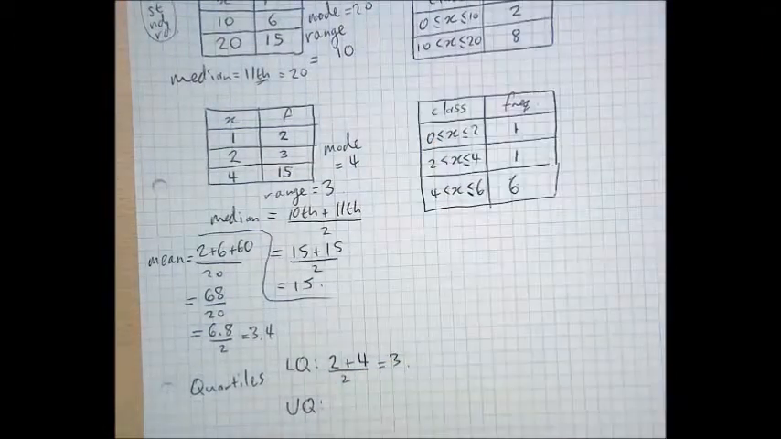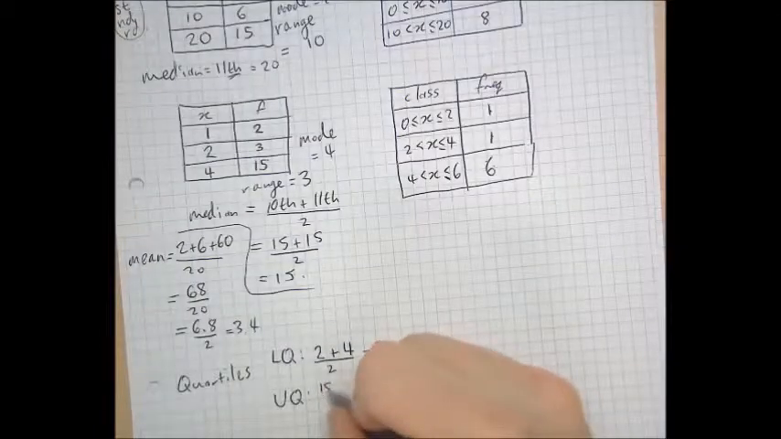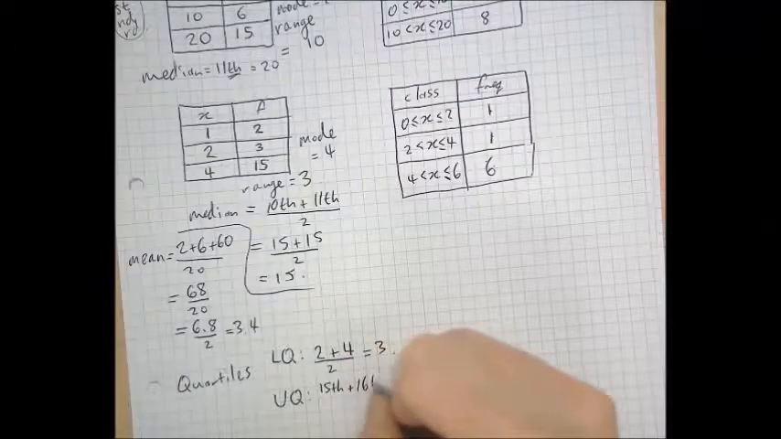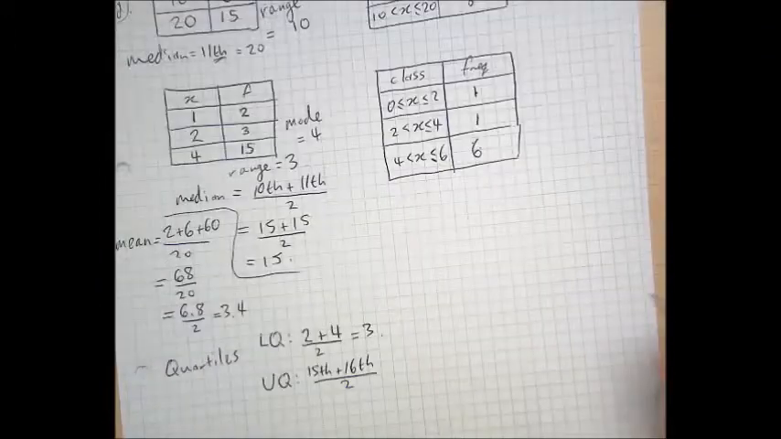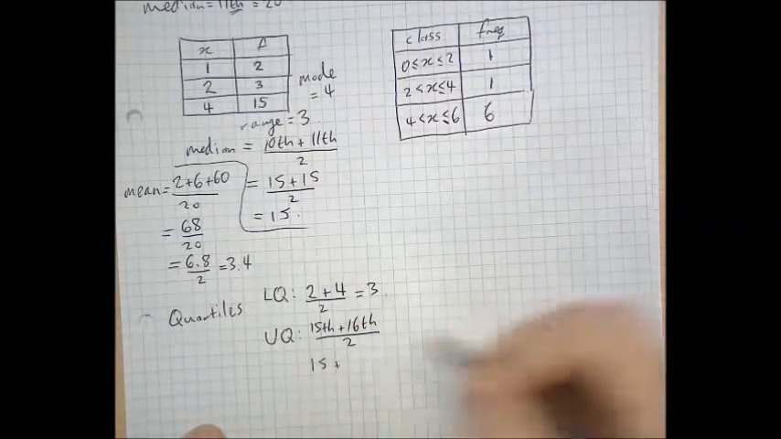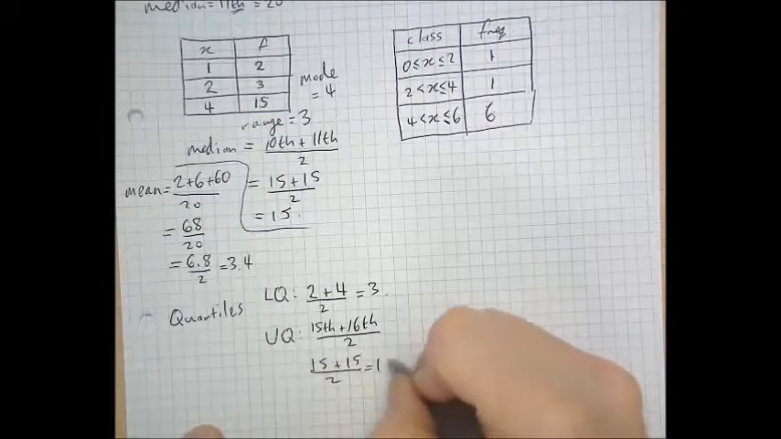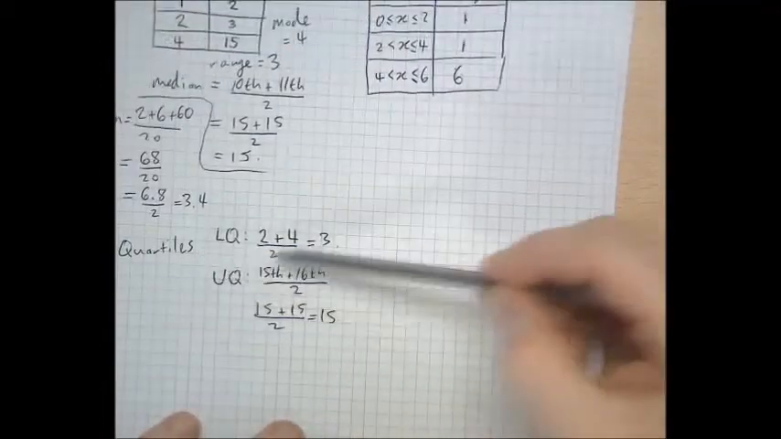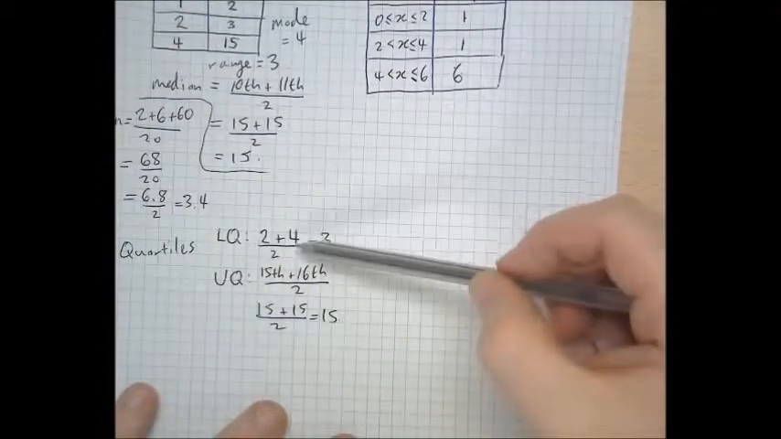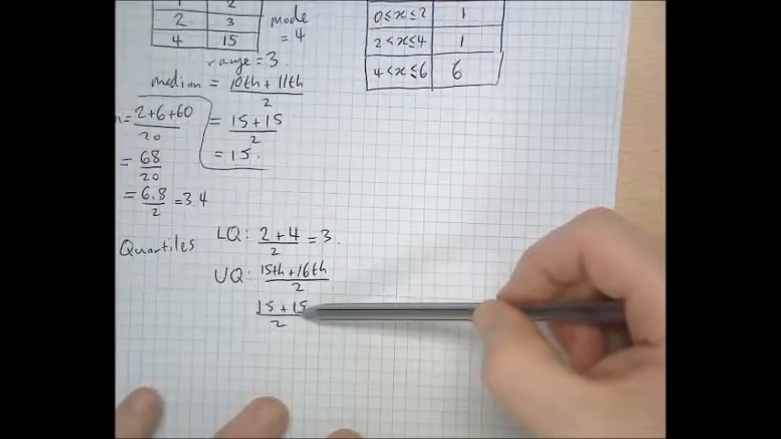The upper quartile, take 3/4 of the total count. 3/4 of 20 is 15. So go and find the 15th and the 16th and divide by 2. What is the 15th? The 15th is a 15, the 16th is a 15 as well. So the upper quartile is 15. So they're mini medians, okay? Lower quartile is the median of the first half of the list, the upper quartile is the median of the second half of the list.